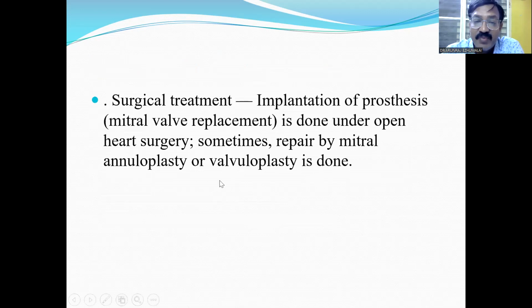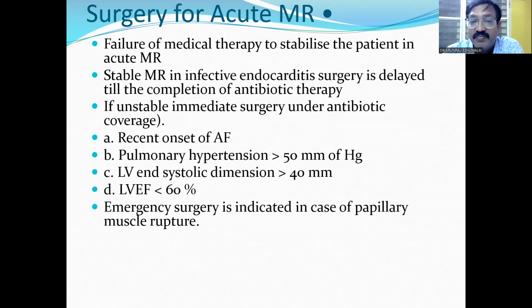So mitral valve replacement is done under open heart surgery. Sometimes repair by mitral annuloplasty or valvuloplasty is done. This is the surgery. So, mitral repair, two procedures. Mitral valve repair, where we are just going to suture all these things, and valve replacement. These are the two surgical procedures we can do. So, when medical therapy fails, we have to go for surgery. If unstable, immediate surgery and antibiotic coverage.